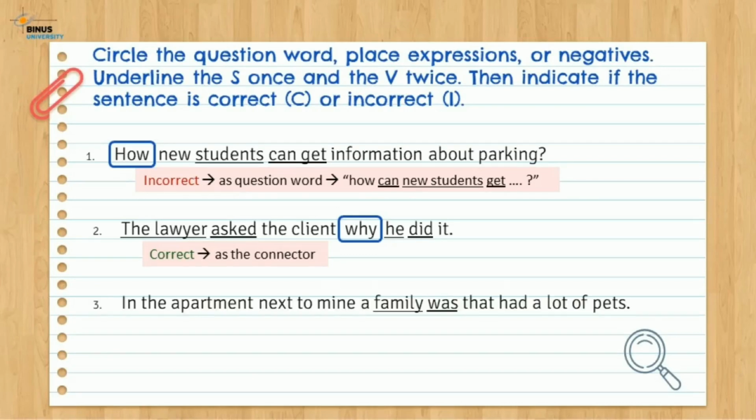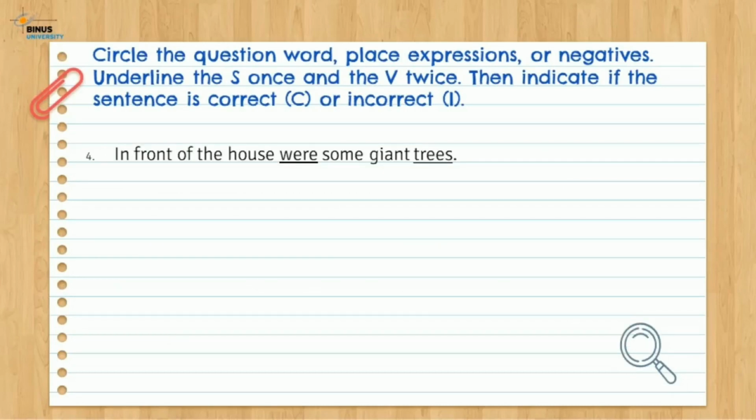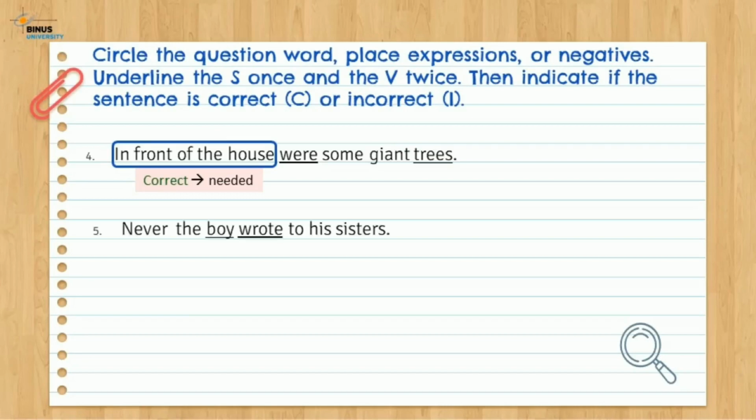Number 3. In the apartment next to mine a family was that had a lot of pets. The subject family and verb was need to be inverted because the place expression in the apartment is needed to complete the sentence. So the sentence is incorrect. Number 4. In front of the house were some giant trees. We can see here the subject and verb are inverted because the place expression in front of the house is needed to complete the idea of the sentence. Therefore, this is correct.